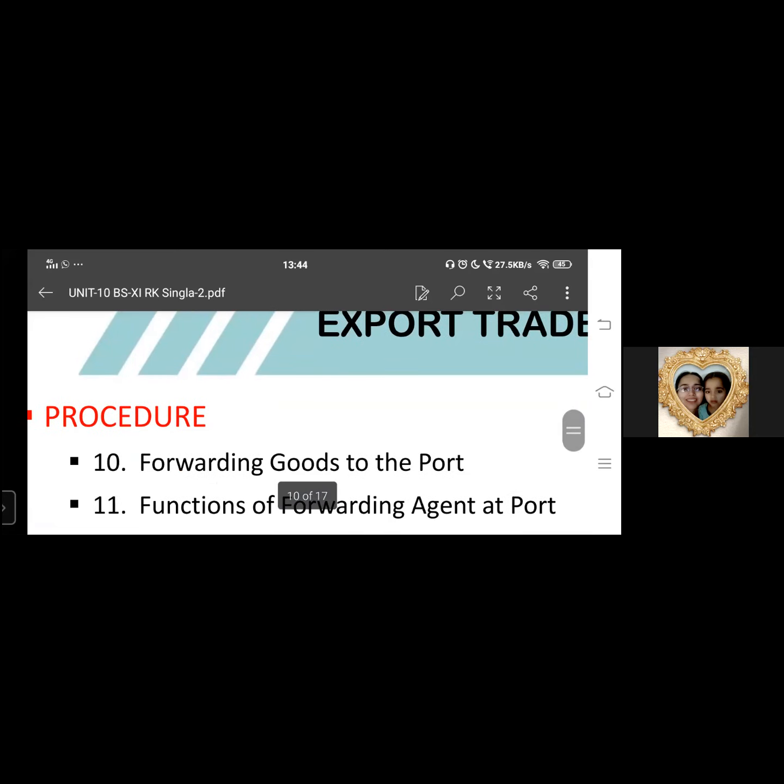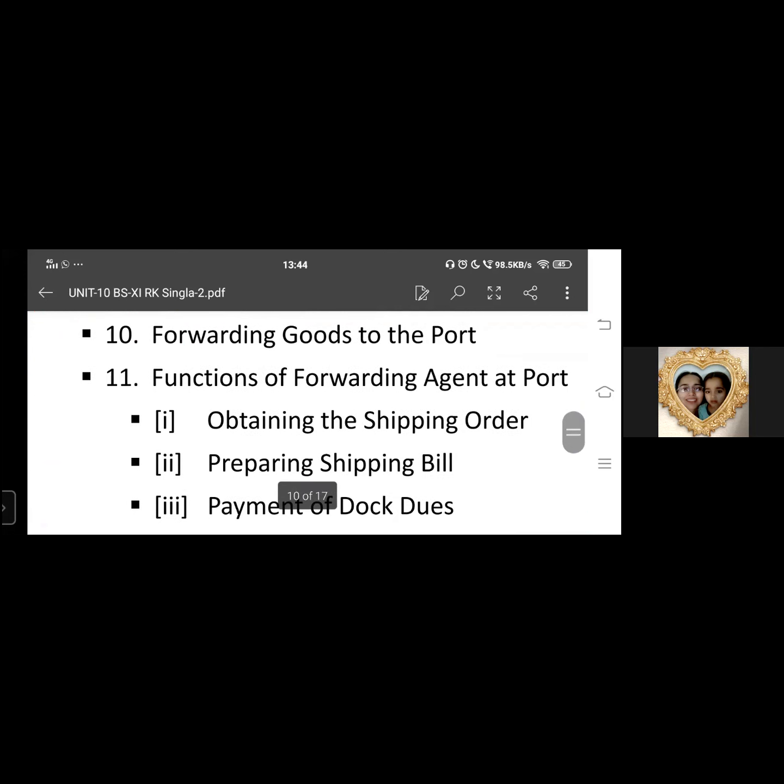Next step is 10th, forwarding goods to the port. After packing the goods and appointing the forwarding agent, the exporter transports the goods to the port. Goods are usually sent by railway. So the exporter sends the railway receipt. Agar railway se aa rahi to railway receipt jo hai us send karenge to the forwarding agent with which he takes the delivery of the goods. Okay. Then 11th point is functions of forwarding agent at port.